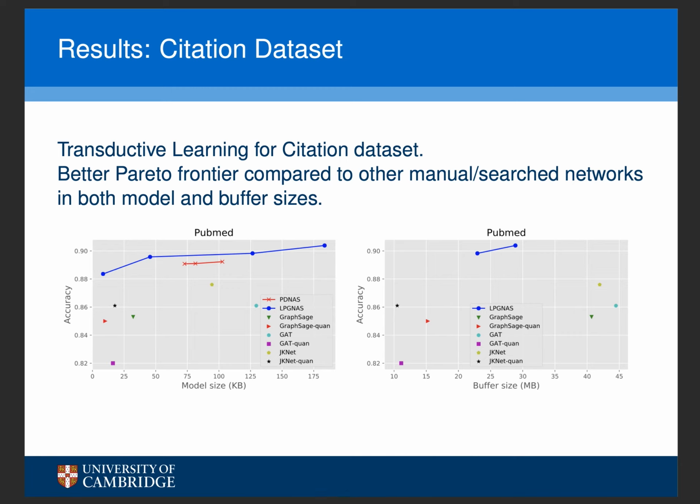To make it more visually pleasant, we show that our method achieves a better Pareto frontier on different model size budgets and buffer size budgets. For buffer size budgets, what we're referring to is the maximum activation size that the model might utilize on a device. So we show that LPGNOS can achieve a better frontier when compared to both manually designed and searched networks on different size budgets.